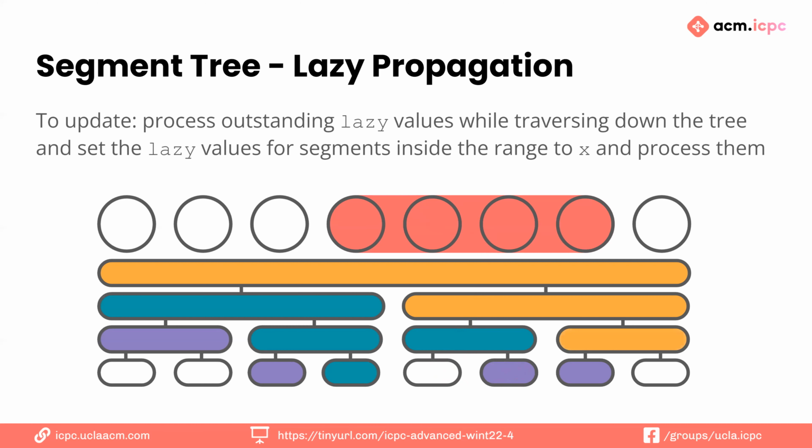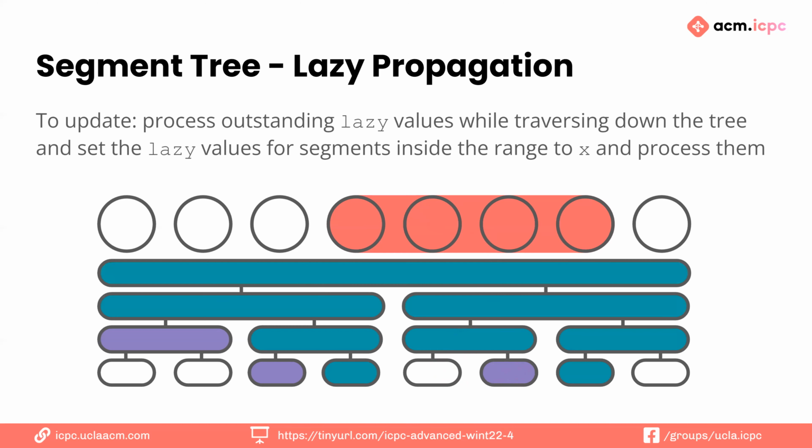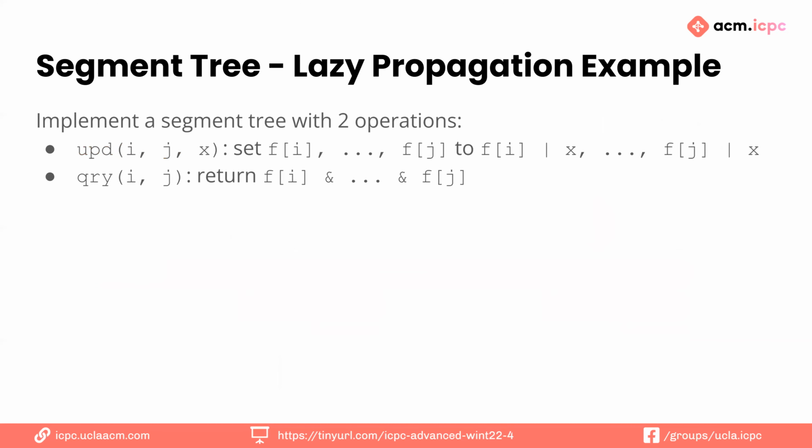So basically all the blue is everything that was processed and is now updated to reflect the current state of the array. You don't need to go to all of it, so all the white stuff is just left. But if you do want to query them, then you will get to those nodes and update the values. Still O(log n).